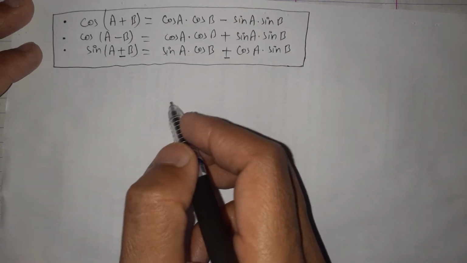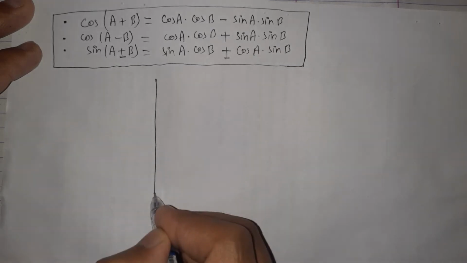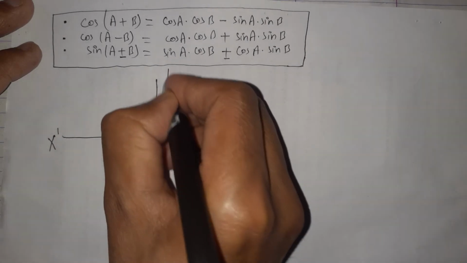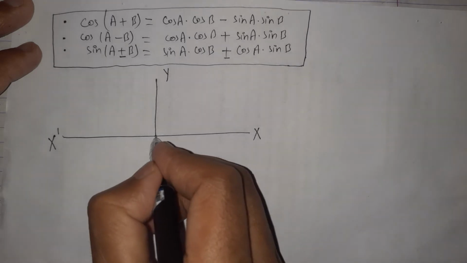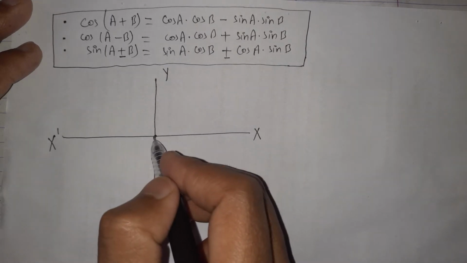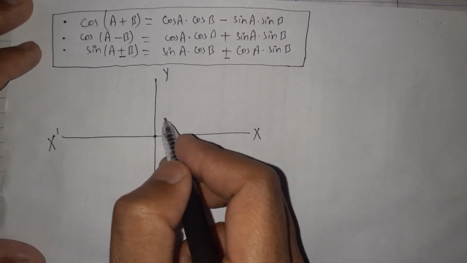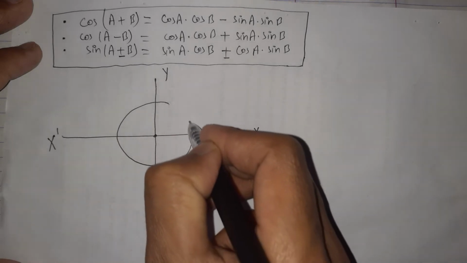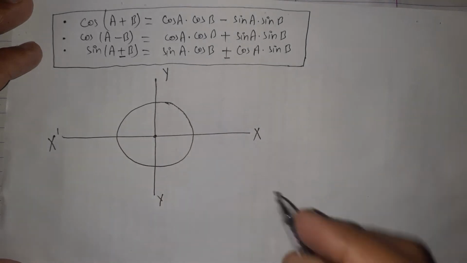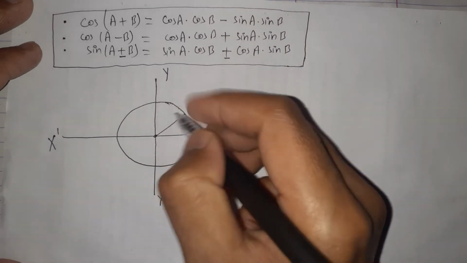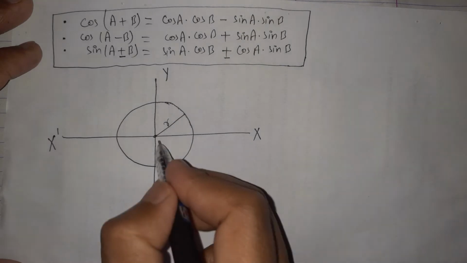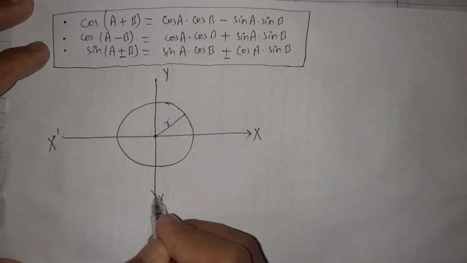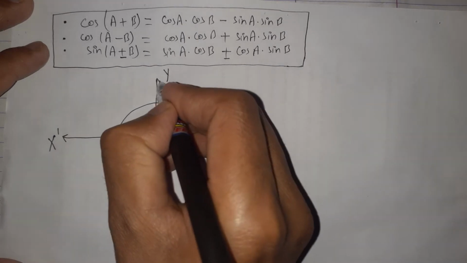Let's make an xy plane here, and the horizontal axis is the x-axis, the vertical axis is the y-axis, and the intersection is the origin. Taking the origin as a center, let's make a circle. Here we construct a circle whose radius is, let's say, r units, taking the origin as a center.